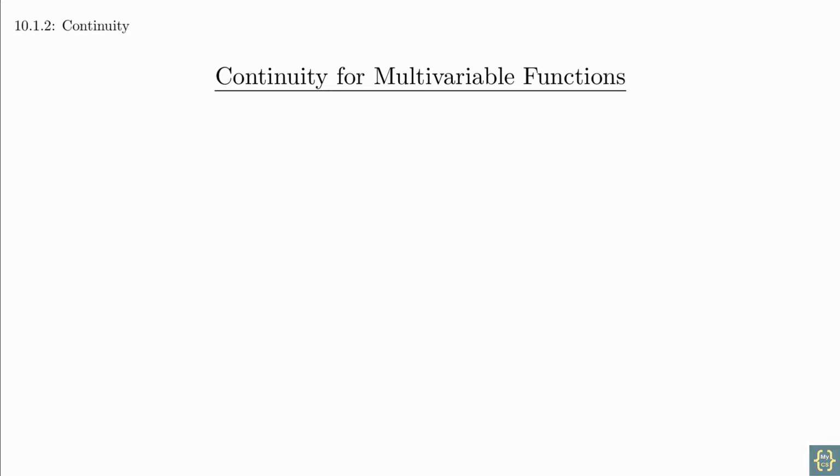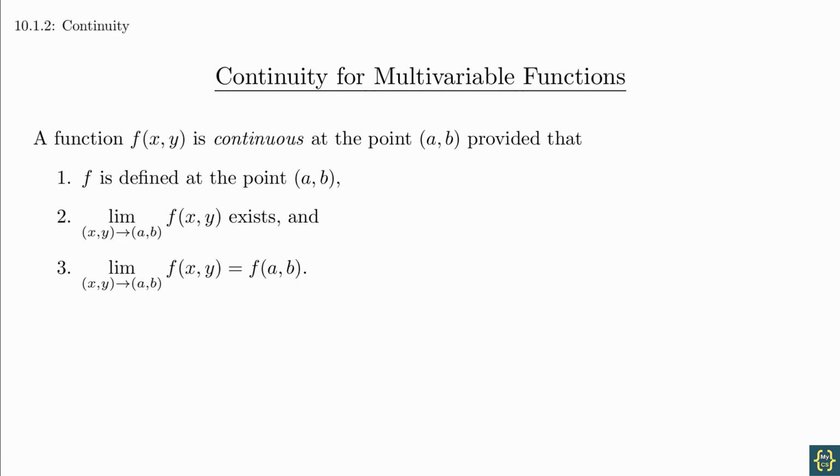Continuity for multivariable functions is defined in the same way. Definition: a function f is continuous at the point (a, b), provided that f is defined at (a, b), the limit of f as (x, y) approaches (a, b) exists, and the two values are the same.